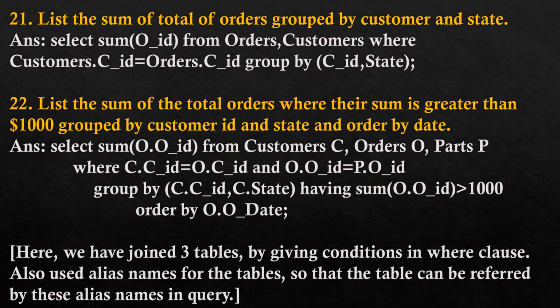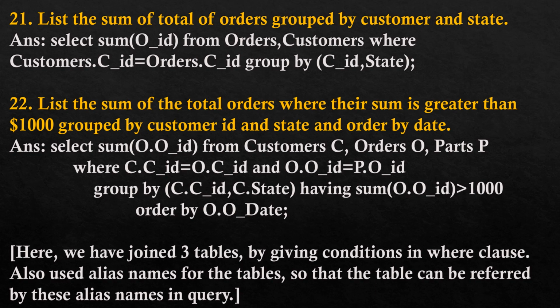Now we have to give the joining condition, that is where C.CID is equal to O.CID and O.OID is equal to P.OID. That means customer ID from customer table is equal to customer ID of order table, and order ID from order table is equal to order ID of parts table. Then you have to use group by. Here you have to pass two things, customer ID and state. And these two things are present in the customer table. So you have to write C.customer ID, comma C.state.